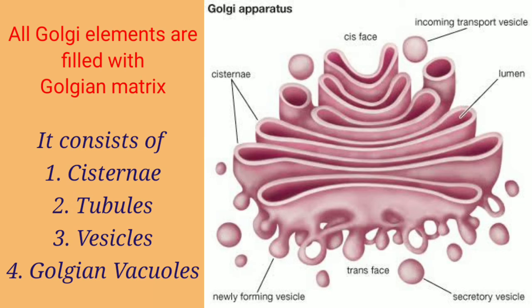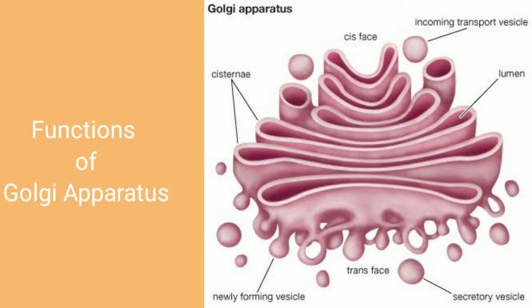Also, there is another part which is called the Golgian vacuoles. So they are expanded parts of the cisternae which have modified to form the vacuoles. It is found in some kinds of cells. So this is all about the structure of the Golgi apparatus, which is quite similar to that of the endoplasmic reticulum. Now let's discuss the functions of this Golgi apparatus.